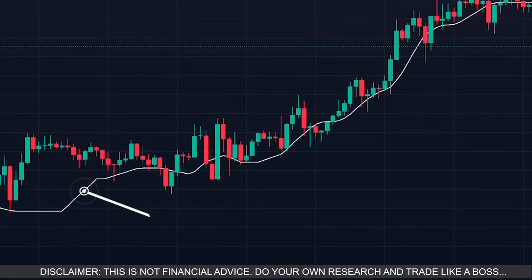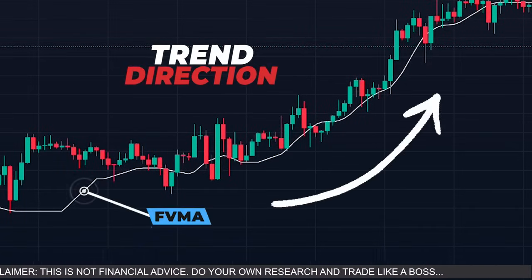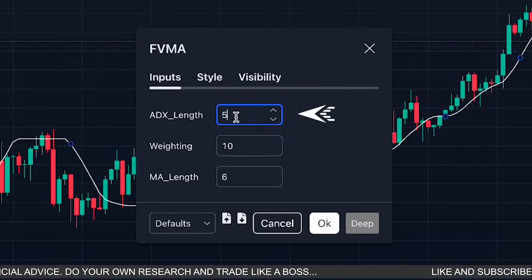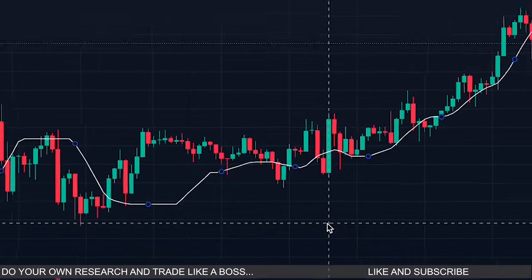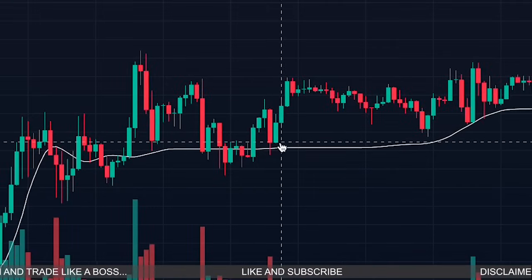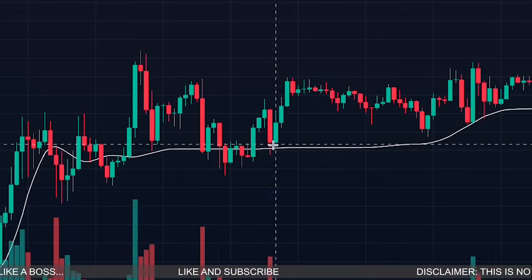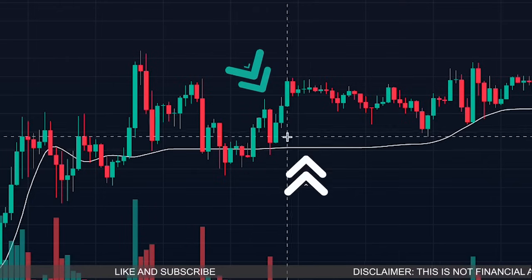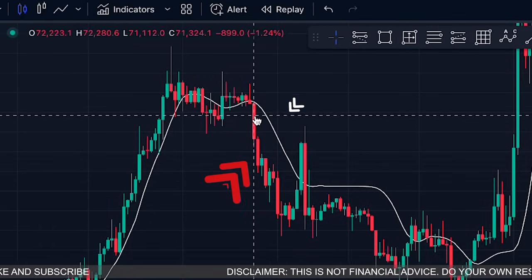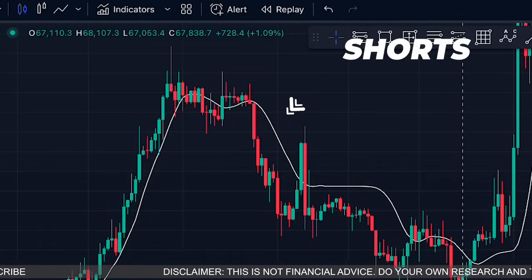Our FVMA is going to be giving us our trend direction. We're going to click the cog button so we can set our length to 50, which is going to give us our long-term moving direction. As you can see, the FVMA moving average hugs price. When that price is above the FVMA, we're looking for longs, and when it is below, we're looking for shorts.